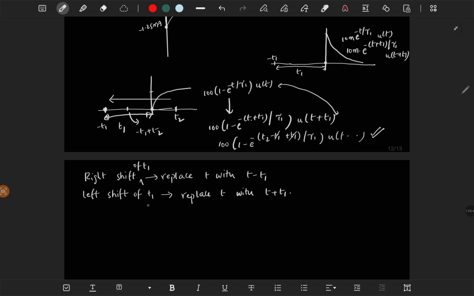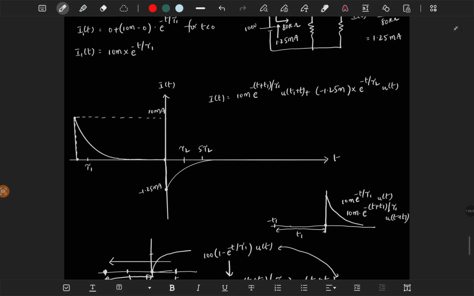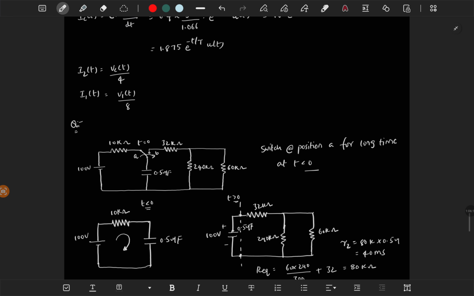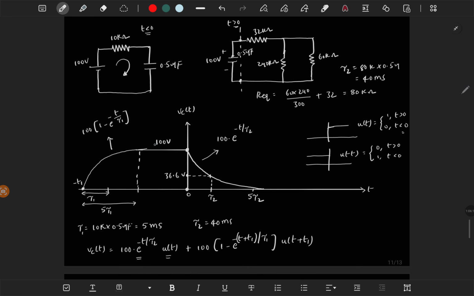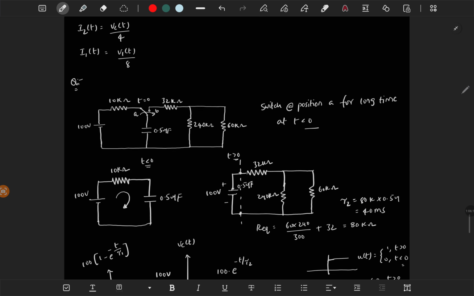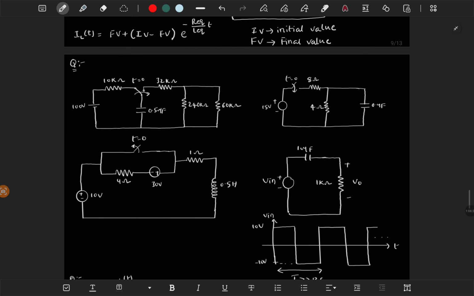If you don't want to remember everything and you are confused, just remember this one. If you want to right shift, replace t with t minus t1, and for left shift replace t with t plus t1. I think we have gone more into signals and systems, and that is how the circuit will work. The expressions for this are complex, and I think it's done for today.